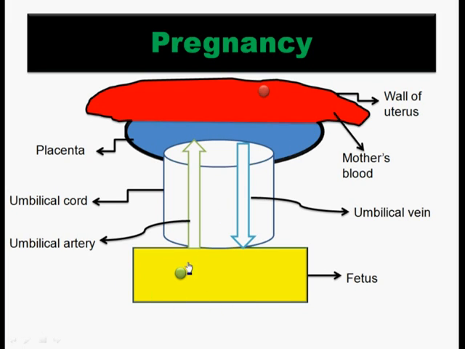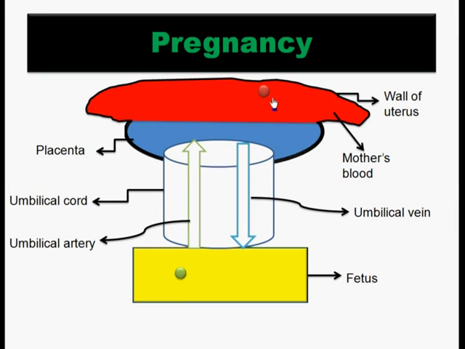But before we go any further, let us identify what these circles represent. Now, this green one will represent waste and carbon what? Dioxide. And the red one up here will represent food and oxygen. All right? Because remember, when the mother eats, the child must also what? Be nourished.